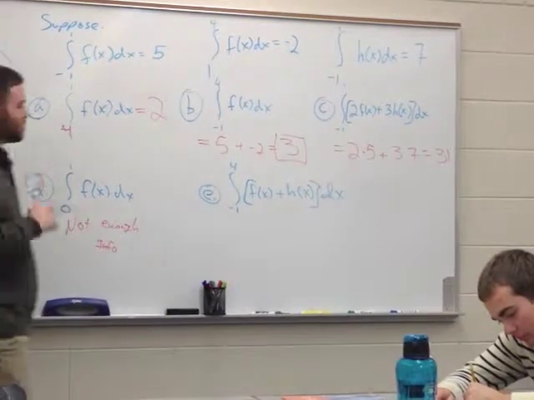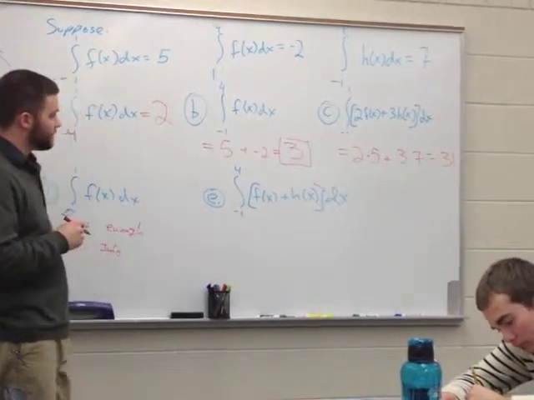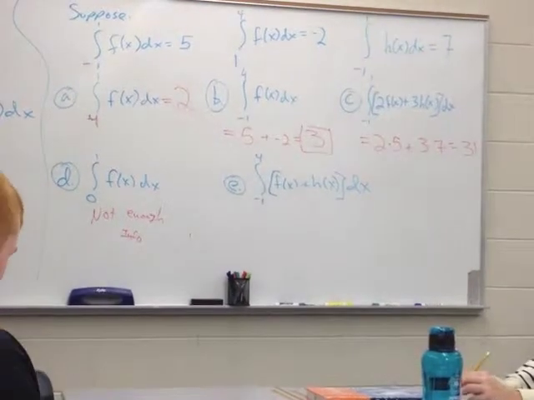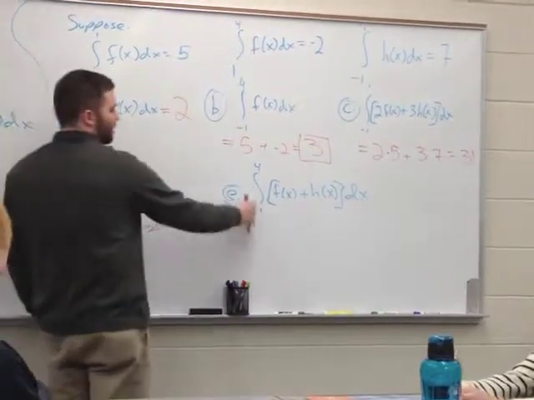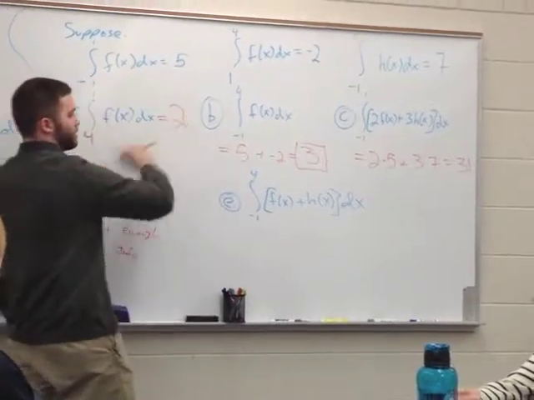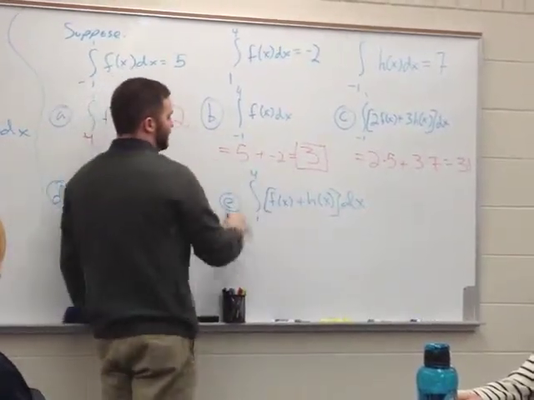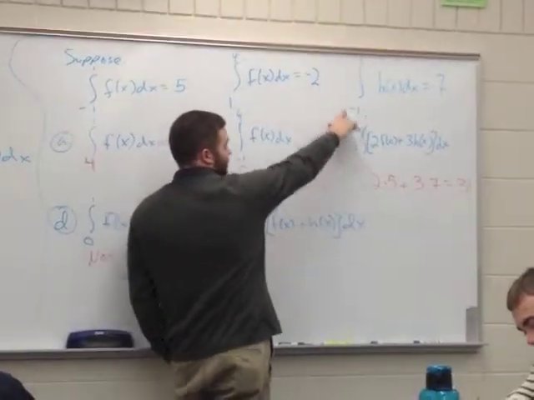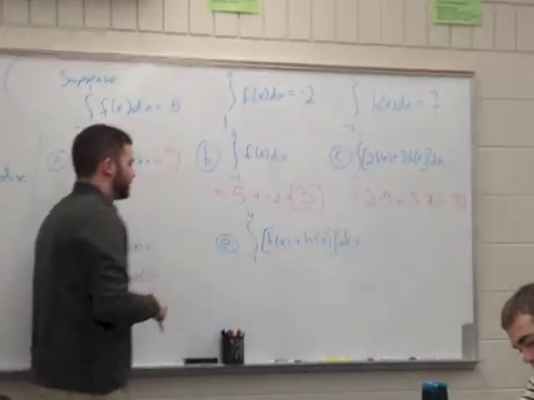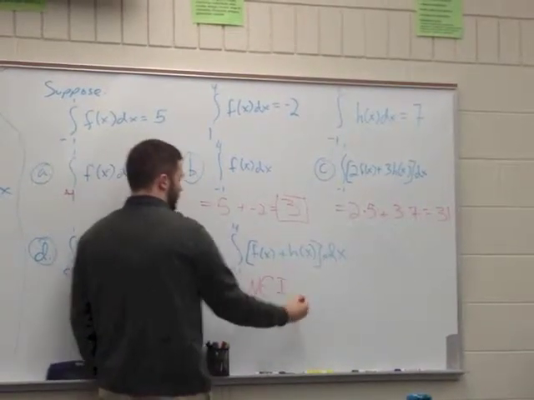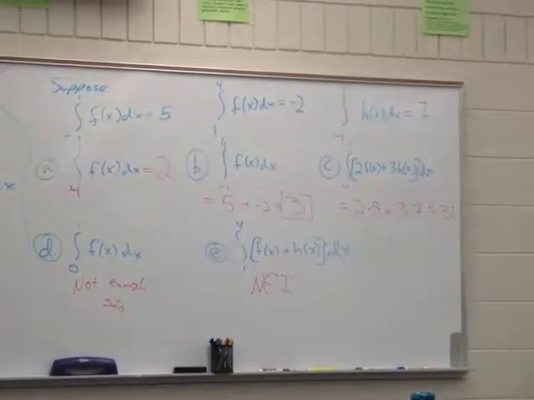All right, next one over here, letter E. What do you got? Also not enough information, right? I know from -1 to 4 of f of x, because I figured that out earlier, which is 3. But from -1 to 4 of h of x, I don't know. I only know from -1 to 1 of h of x. So this is also not enough info. Okay. Any questions on those?